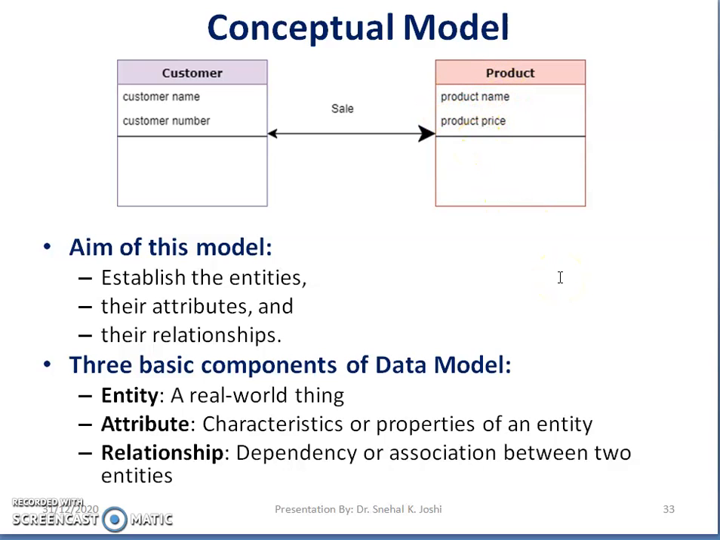The three basic components of data models are entity, that is a real world thing like customer and product. Attribute: attributes are characteristics or properties of the entity. That means customer name and customer number are actually properties of the entity customer. And relationship: relationship shows the dependency or association between two entities.